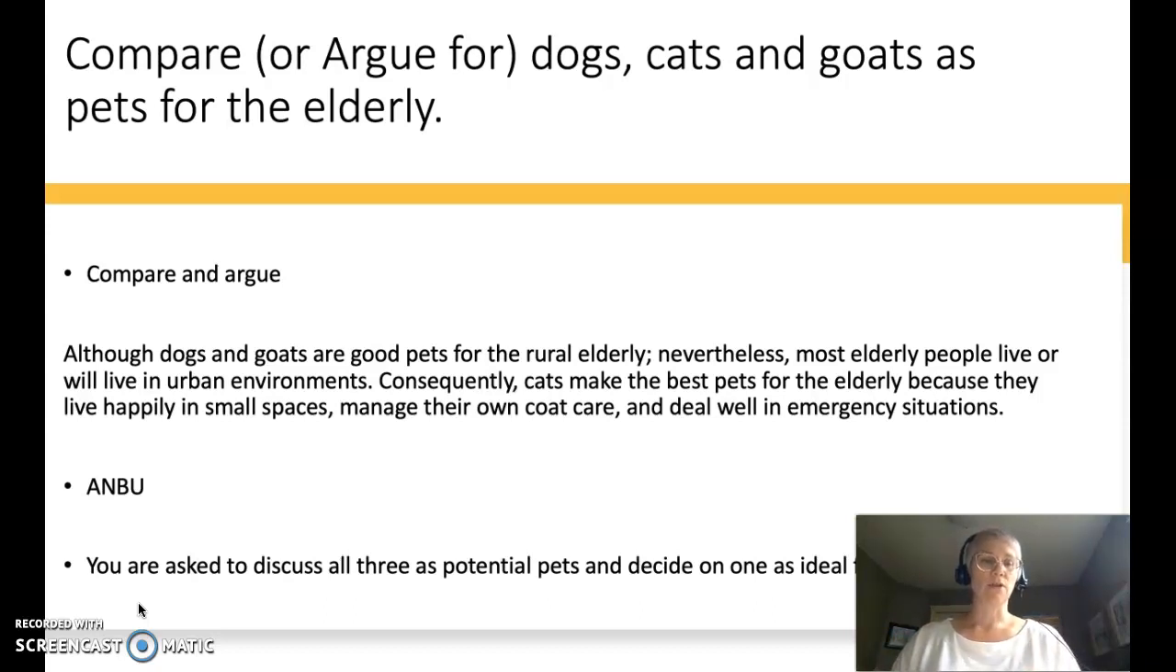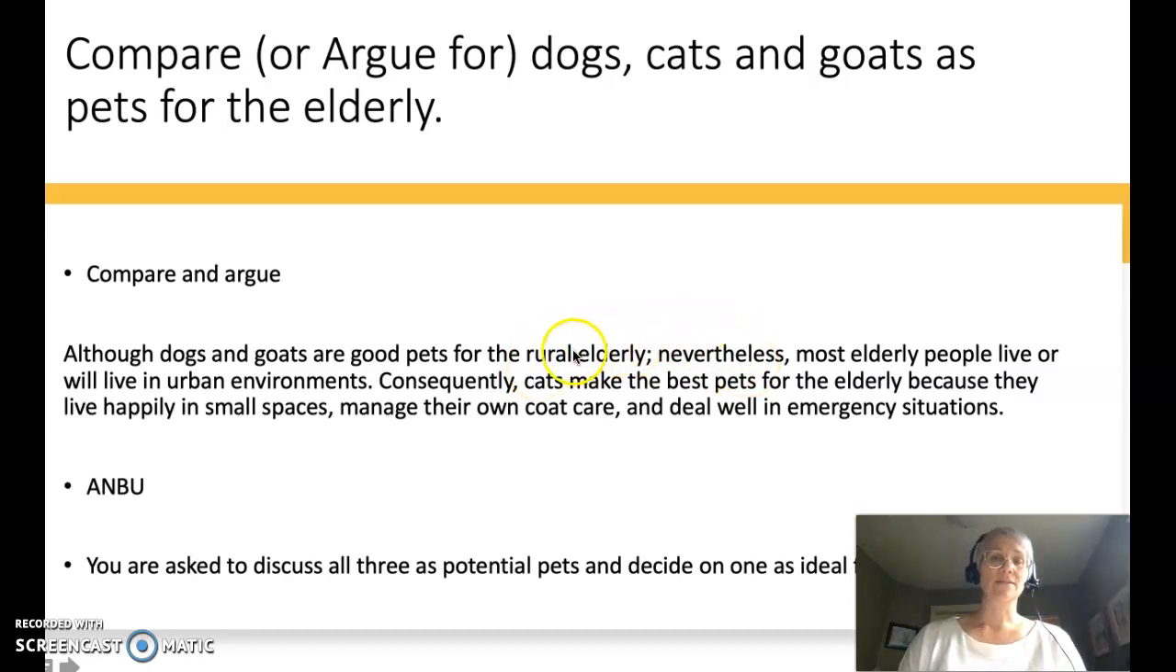In this example, although dogs and goats are good pets for the rural elderly, nevertheless, most elderly people live or will live in urban environments. Consequently, cats make the best pets for the elderly because they live happily in small spaces, manage their own coat care, and deal well in emergency situations. So you can see we have an although, and in that first section of the paper, we're going to talk about dogs and goats and how they might make good pets for the elderly.